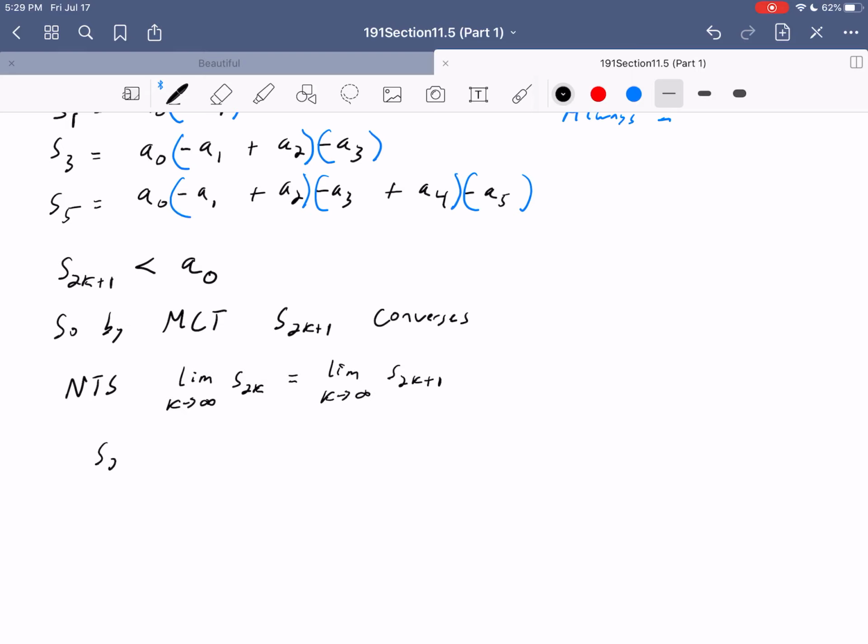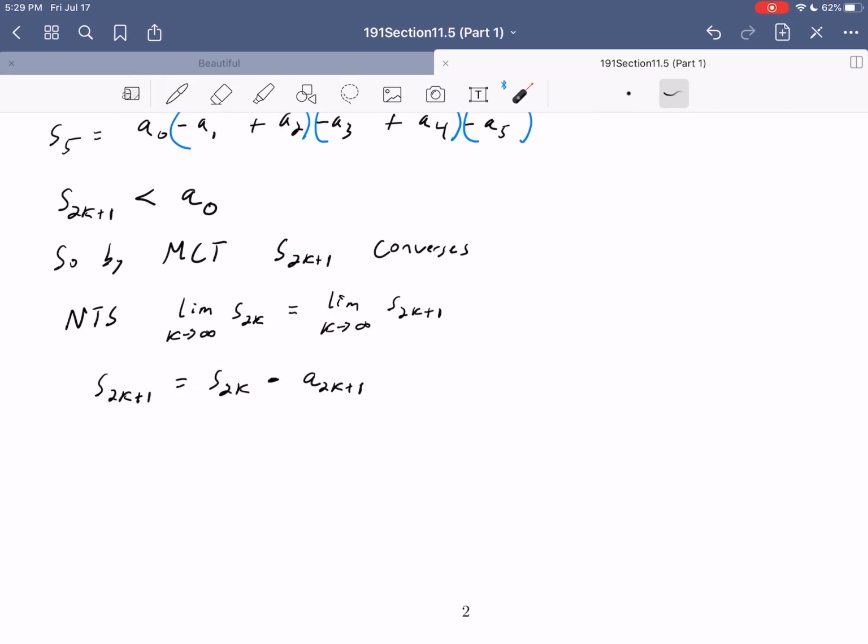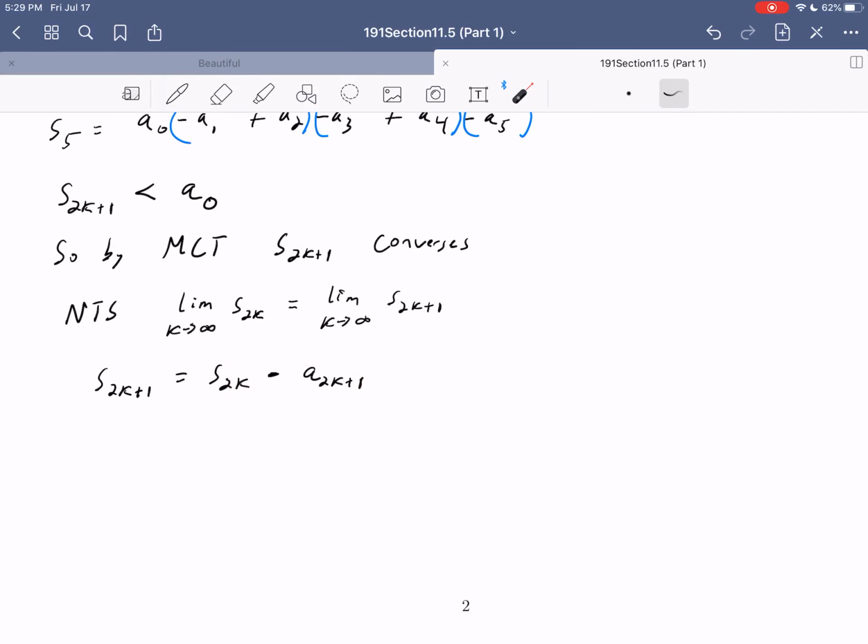Well, it shouldn't be too hard to see that S sub 2k plus 1 is S sub 2k plus A sub 2k plus 1. This is how we always get the next partial sum. If you want this partial sum, you take the previous partial sum and add the next term. Unfortunately, that's a little off. I actually should say minus that one, because we know that a sub 2k plus 1 is going to be an odd term, which means we need to subtract it. So my apologies there. That should say minus. Okay, let's apply the limit on both sides.